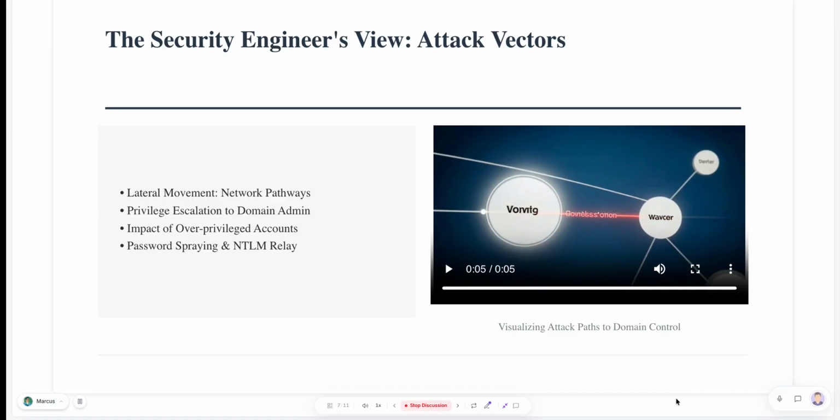Think of it as a blast radius calculation. If you lose Tier 0, your domain admins, it is game over. Lateral movement is the how, but privilege escalation is the why. Which one is harder to recover from?